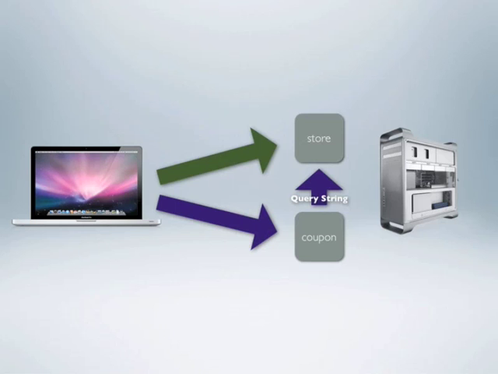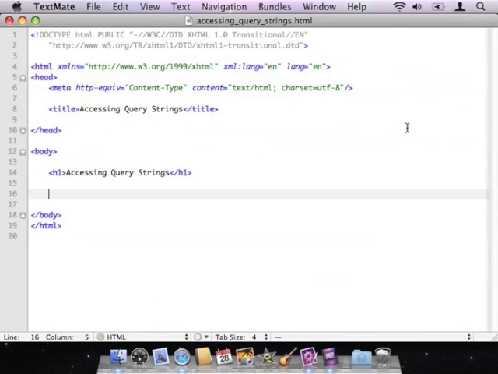Now there's 1,000,001 different ways that these query strings can be used for 1,000,001 different things that you might want to do on a website. But let's go ahead and look and see how JavaScript actually accesses and uses these query strings. To access query strings in JavaScript, what we actually need to do is work with a sub-object that's located inside the document object called the location object.